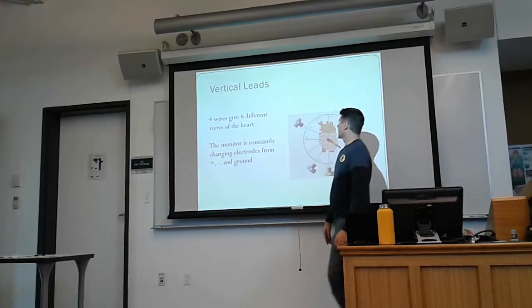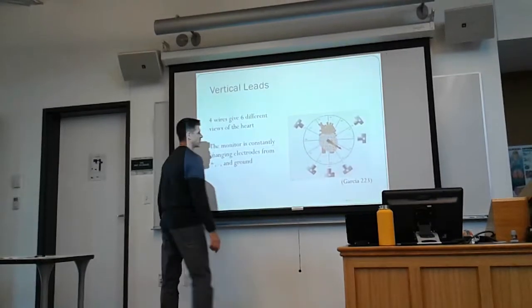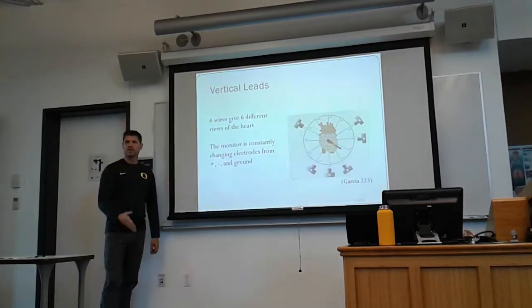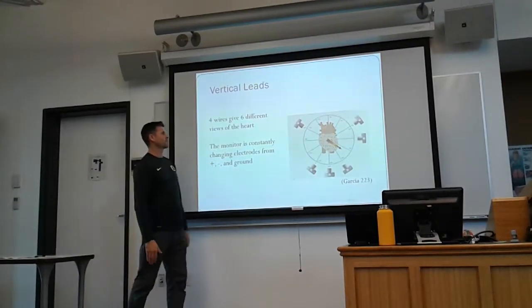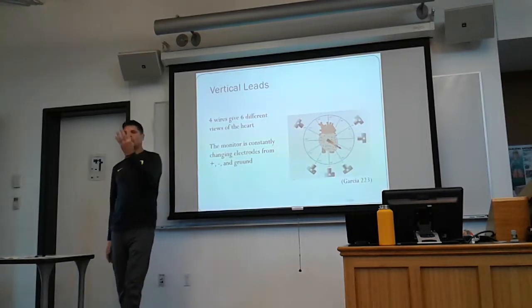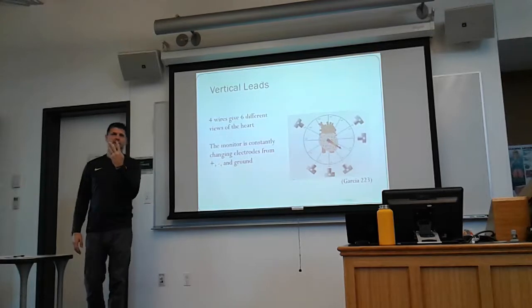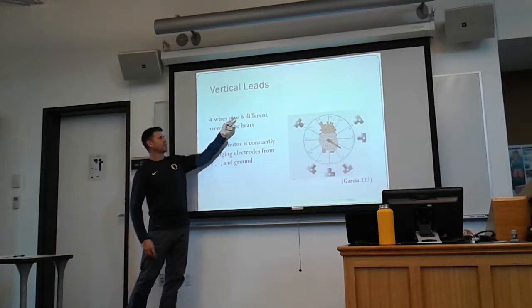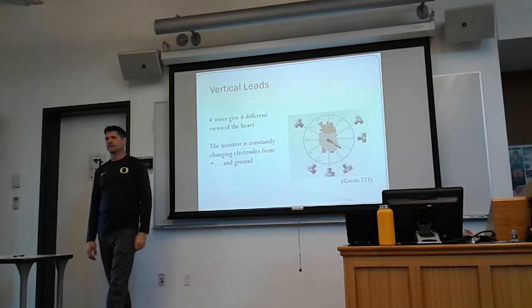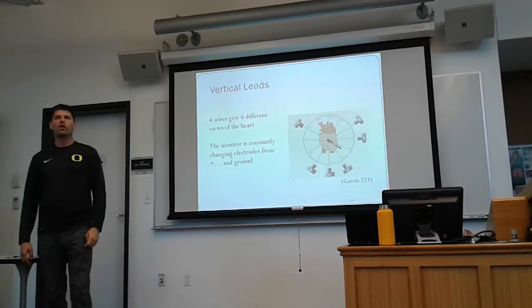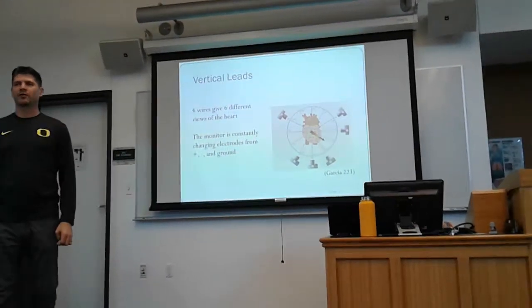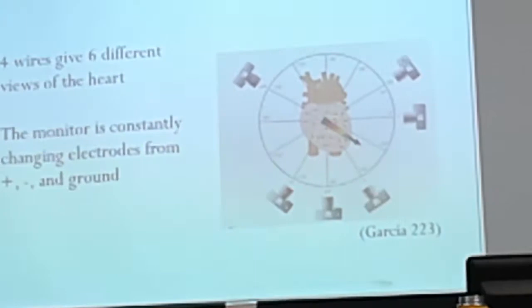We also sometimes refer to them as the vertical leads because it's in that vertical plane. The coronal plane is the vertical plane. We have 4 wires on the person, and from those 4 wires, we get 6 leads. From our 4 wires, we get 6 cameras. I'll show you how we do that in just a minute.